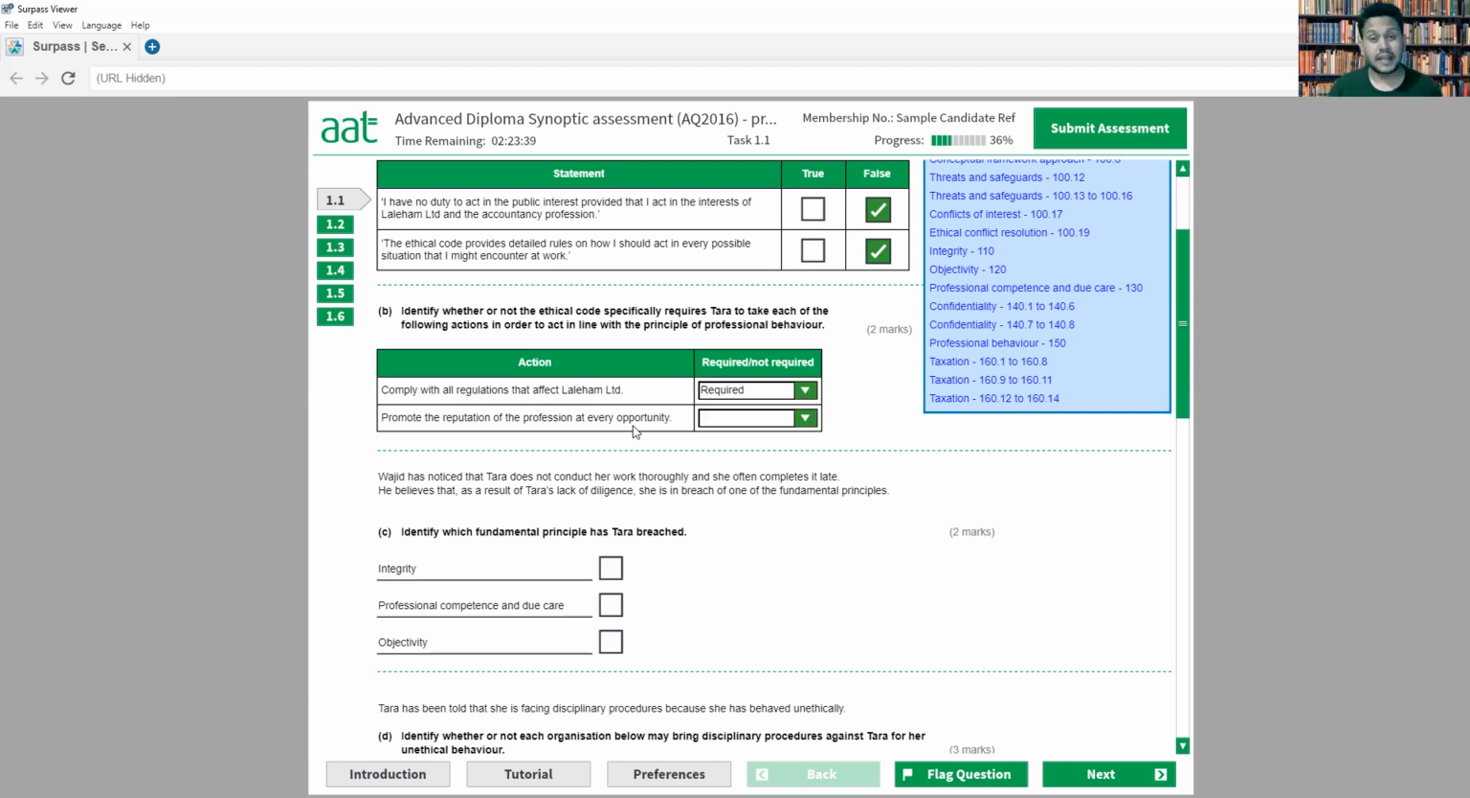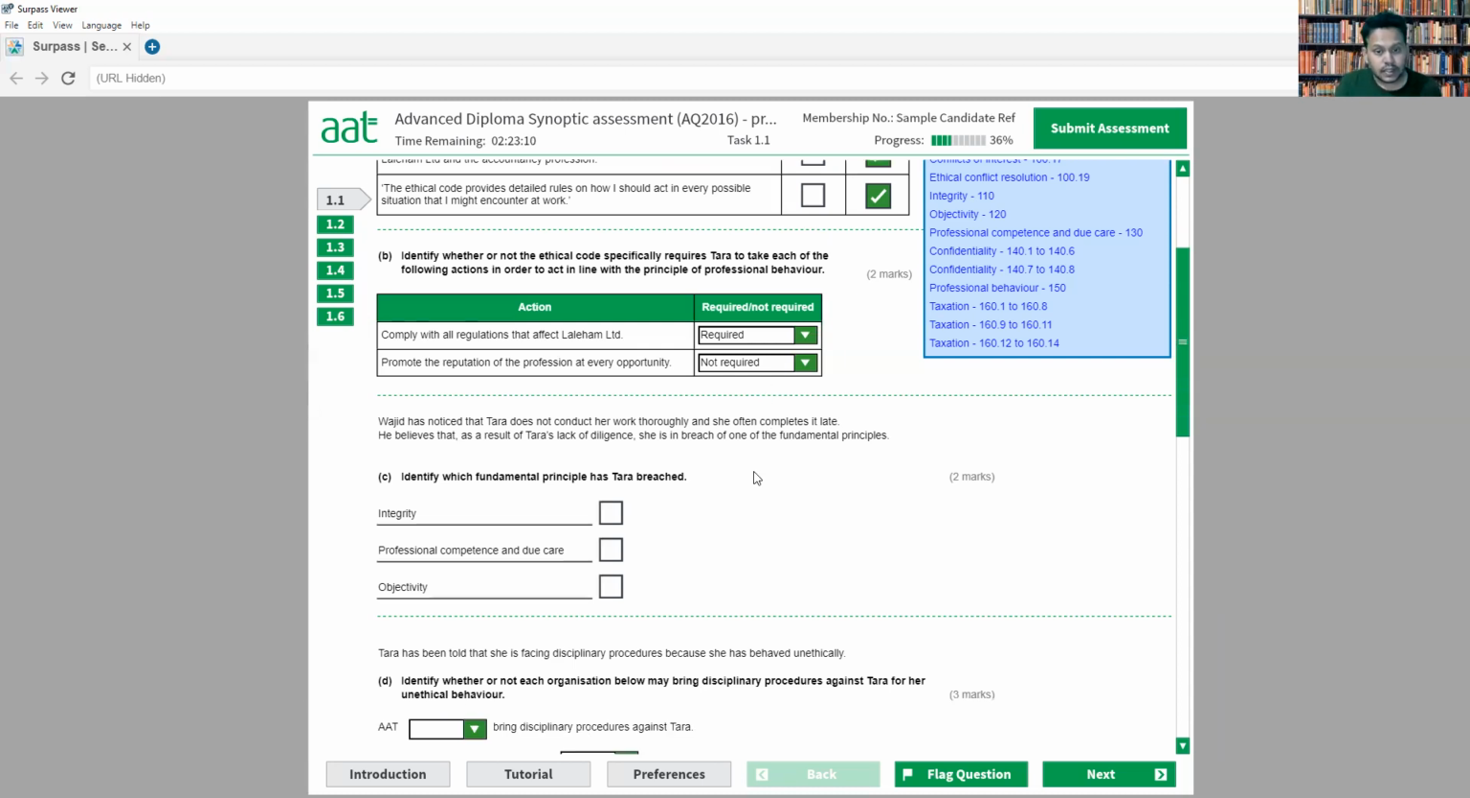For example, if I'm AAT qualified, ACCA qualified, or ICAEW qualified, I try to build or create a reputation for my profession. But the AAT or ethical code will not tell me to build the reputation for my profession. So I would say it is not required by the ethical code. It is important, I can do it, but it is not required by the ethical code.